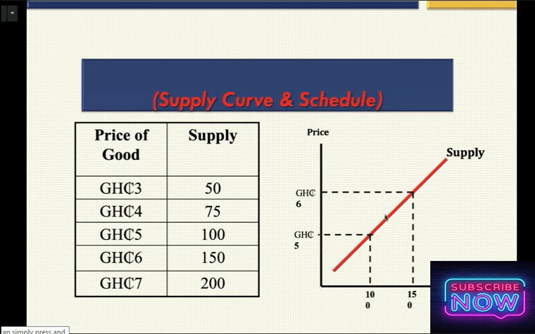So when you're talking about movement along the supply curve, we are looking at the fact that it's as a result of changes in price, all other things held constant. And then a shift of the supply curve will be factors that lead to either a rightward or a backward shift of the supply curve, depending on the situation. Okay, so this is a typical example of how a supply curve is, and this is how a supply schedule is.